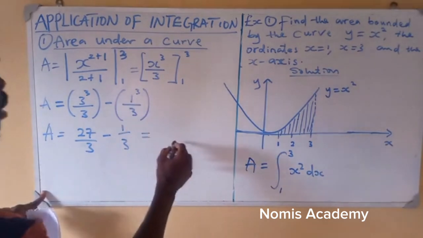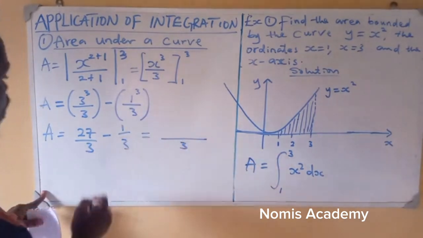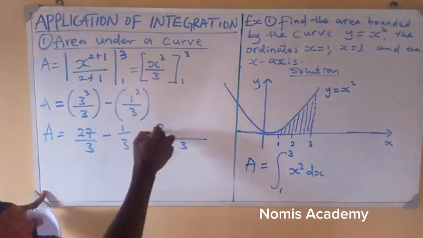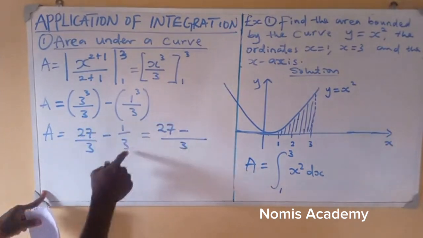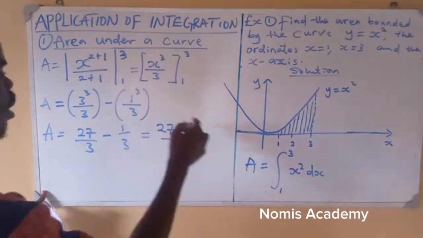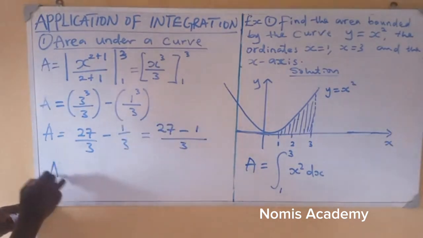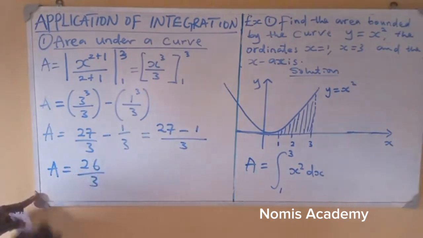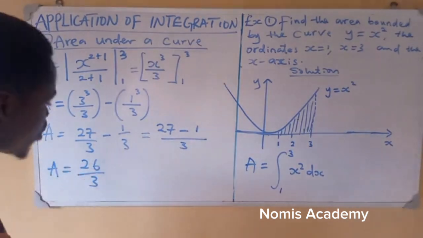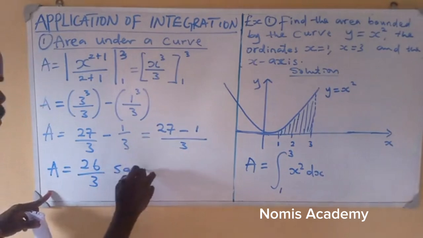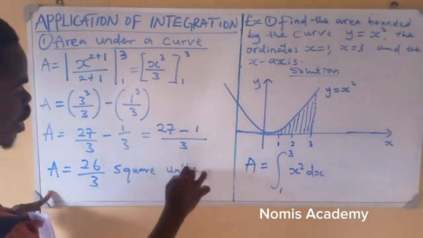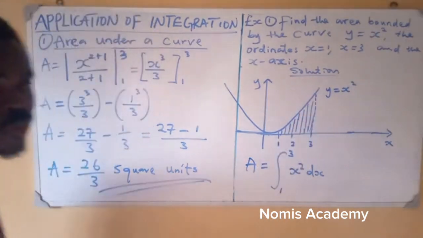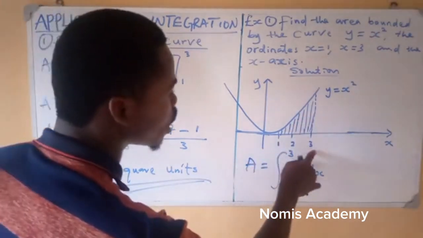Or we can just take the LCM. The LCM is 3. So 3 divided by 3 is 1, 1 multiplied by 27 is 27, minus 3 divided by 3 is 1, 1 times 1 is 1. So we have our area to be 26 over 3. So this is the real number. We take this as the square unit, which is the area. So this is the area under the curve from the limit 1 to 3.